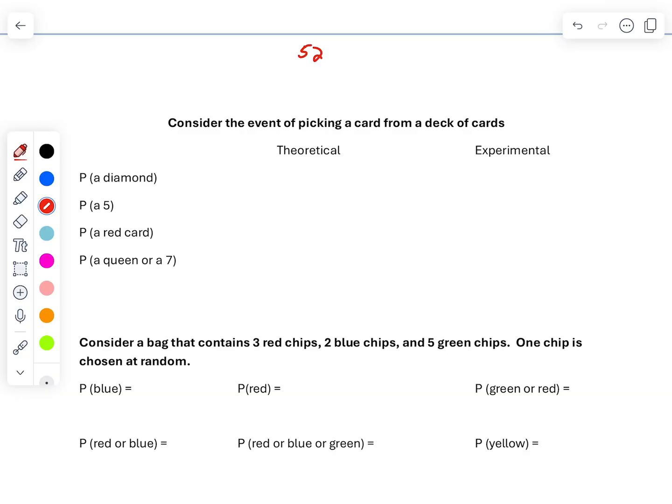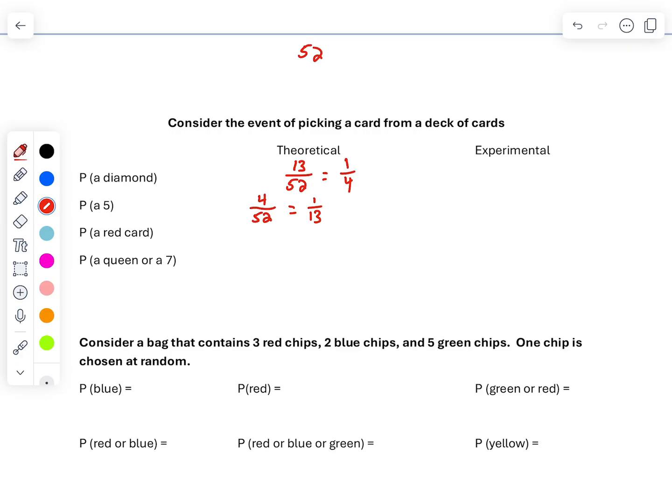So it says probability of selecting a diamond. So there are 13 diamonds in a deck of cards out of 52 total cards. So if we reduce that fraction, we would get 1/4. Probability of picking a 5. There is a 5 of clubs, a 5 of spades, and a 5 of diamonds, and a heart. Either way, there are 4 5s. So there's 4 that we could pick out of a total of 52 cards. So if we reduce that, we get 1 out of 13.